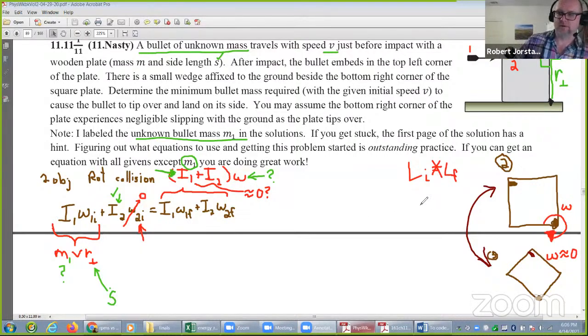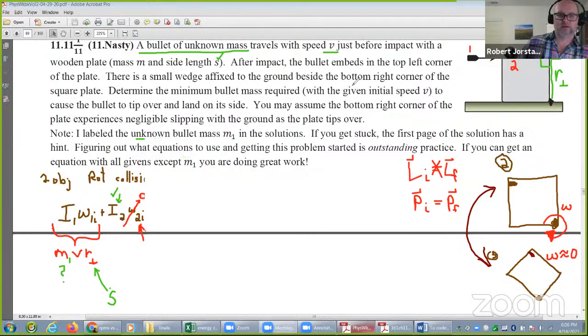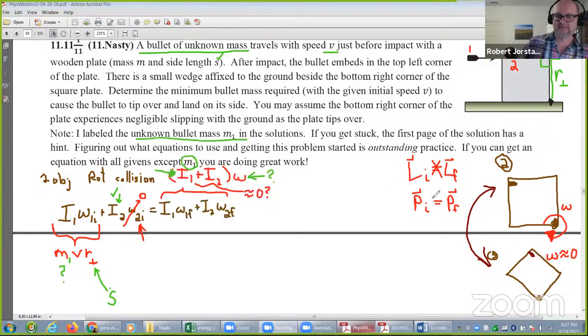So this is not going to work. Well, what about regular momentum? Is that going to work? What do you think? What about linear momentum? Would this be a good candidate to use linear momentum? What do you think? I say no.